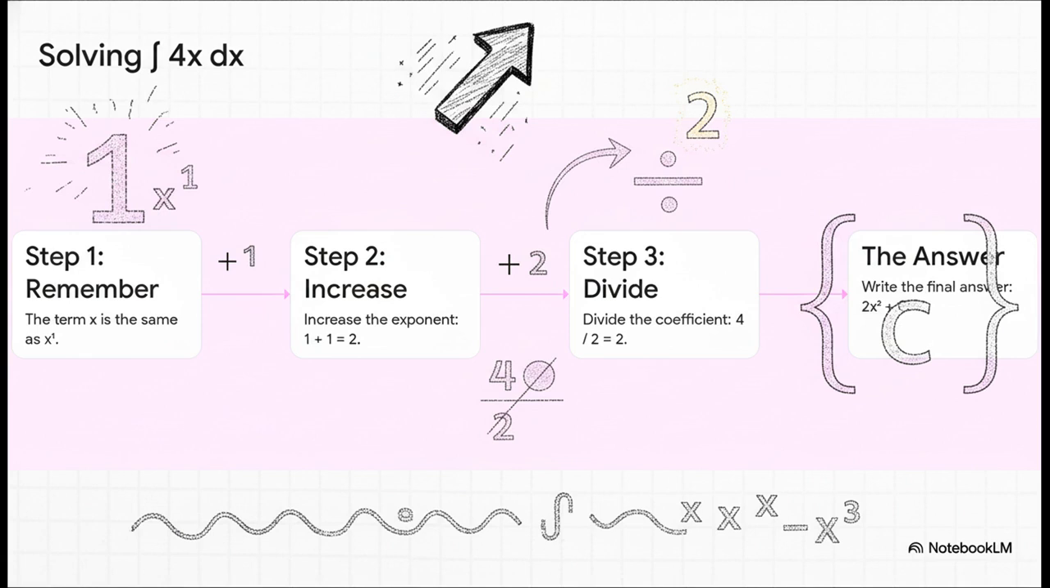So 1 plus 1 gives us our new exponent, which is 2. Then we divide the 4 by that new exponent, 2. 4 divided by 2 is 2. And boom, we put it together. 2x squared plus c. Done.